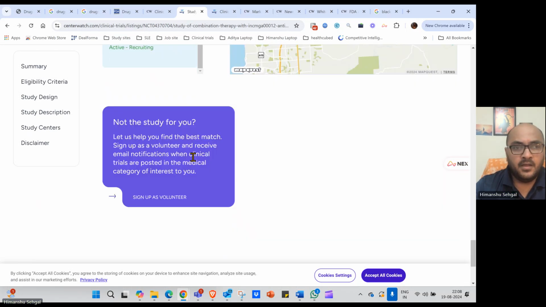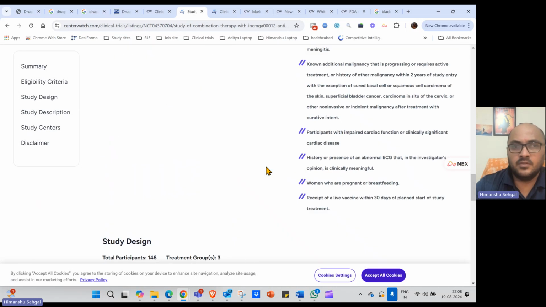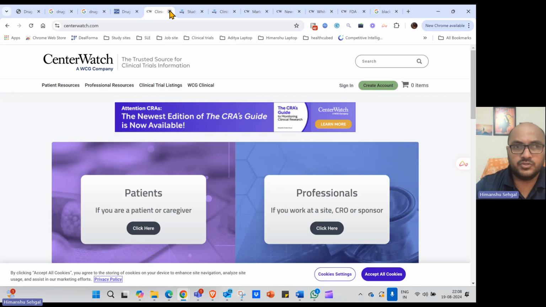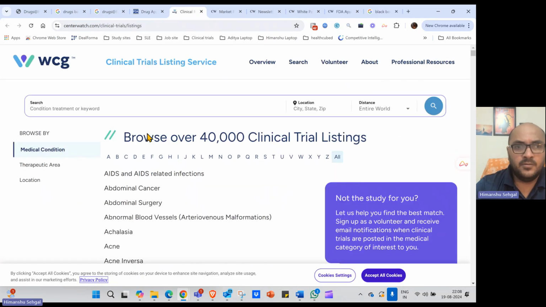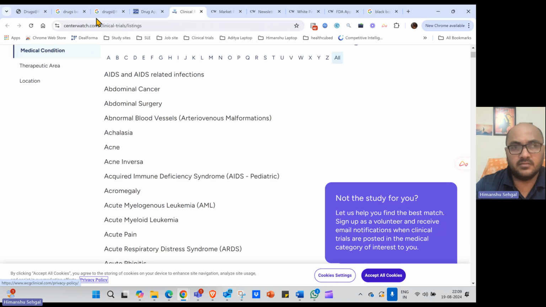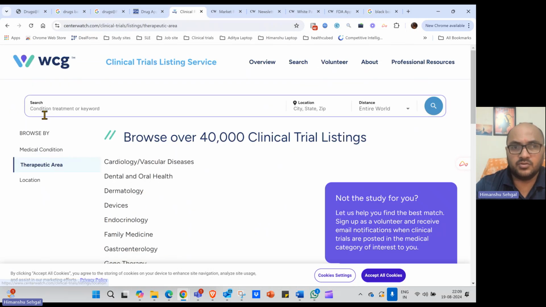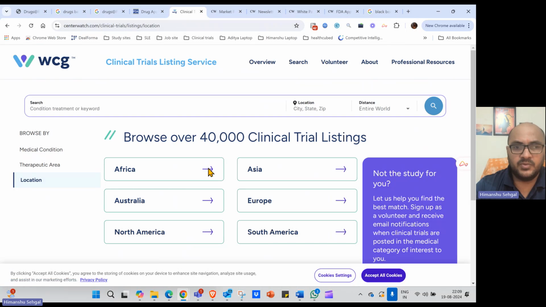Okay. Another study for you. Sign up as a volunteer. So this is the clinical trial listing of CenterWatch. Moving on, you can find out about the trials again. I did melanoma, but you can do it from the indication, therapy area also, and location wise also. So again, there are 3 ways of doing it. You can do this by this way also.